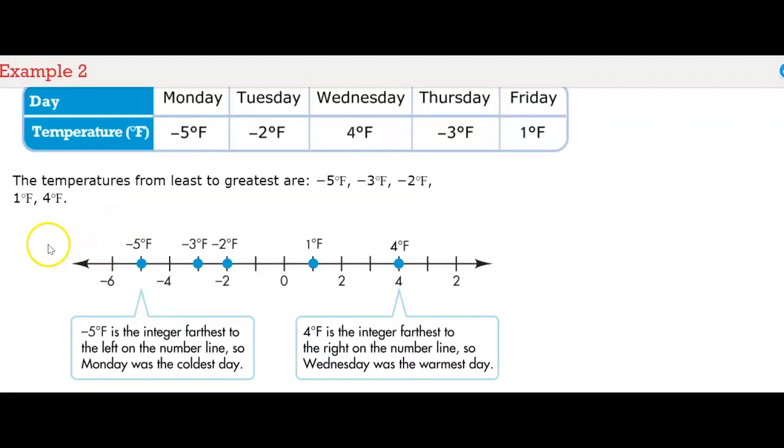Now they have written it out for us from least to greatest. Negative 5 being the farthest to the left represents the coldest day. That was Monday. And positive 4 is the farthest to the right, and that represents the warmest day, which is Wednesday.